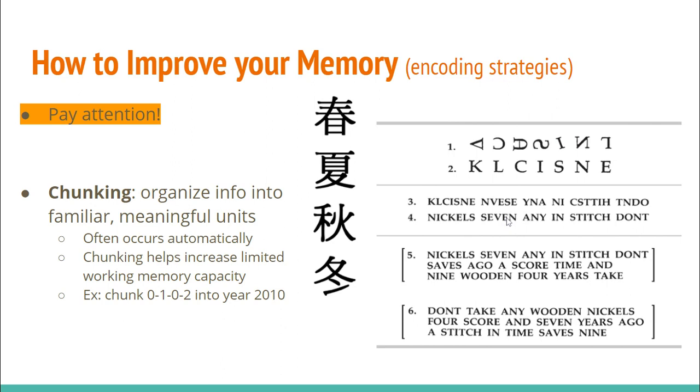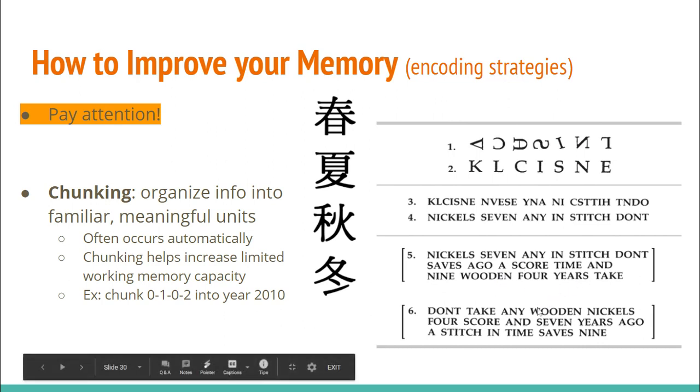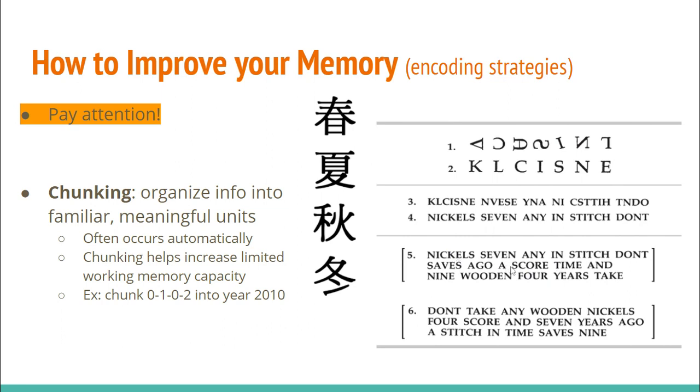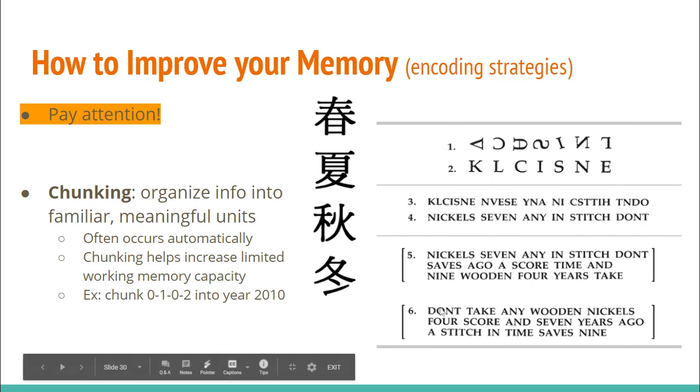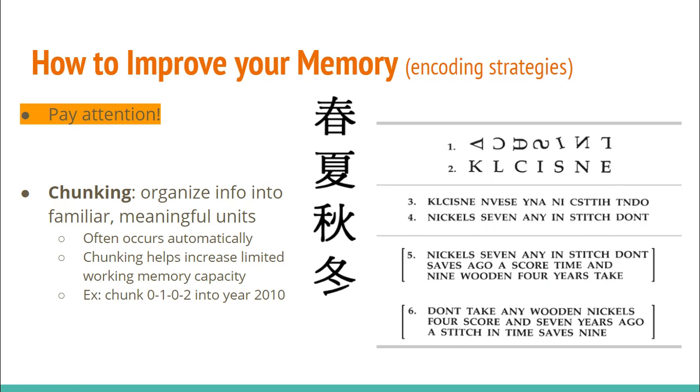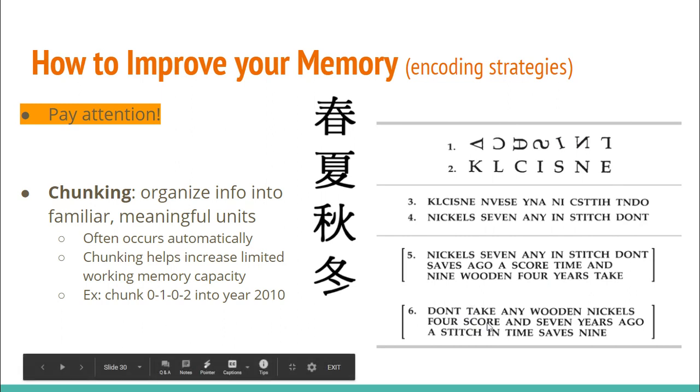But even better, if we look at 5 and 6, if instead of that, we rearrange those into meaningful lines. Look at 5 and 6. Do you think you could remember this better? Or don't take any wooden nickels. 4 score and 7 years ago. A stitch in time saves 9. Clearly, this one's going to be easier because it's meaningful. Your brain puts in like 1/10 of the effort to hold on to a meaningful thing.